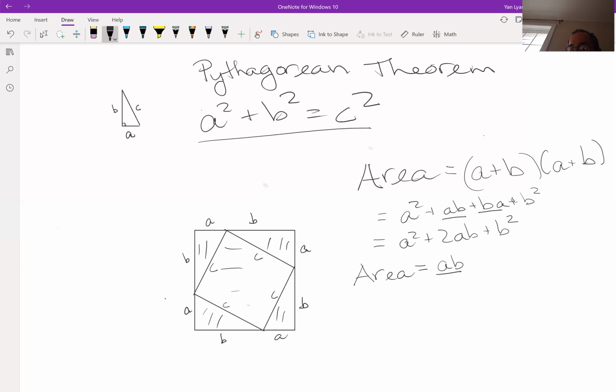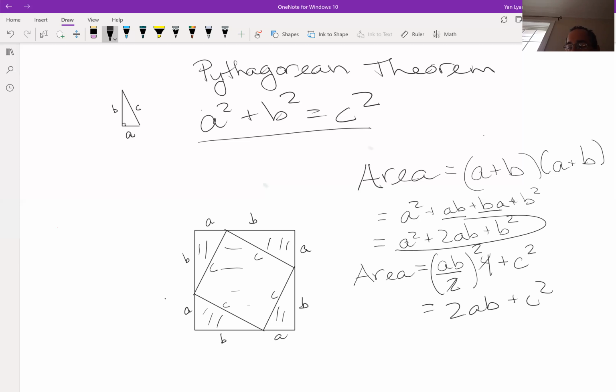Since I have four of them, I'm going to multiply it by four. In addition to that, I have this square inside with side C, and as mentioned before, the area will be c squared. If you multiply this out, it gives you 2ab, so the area is going to be 2ab plus c squared. And this is awesome. I have the area is this, and the area is also this, and these two things must be the same, right? The area is constant. So we have a squared plus 2ab plus b squared equals 2ab plus c squared.